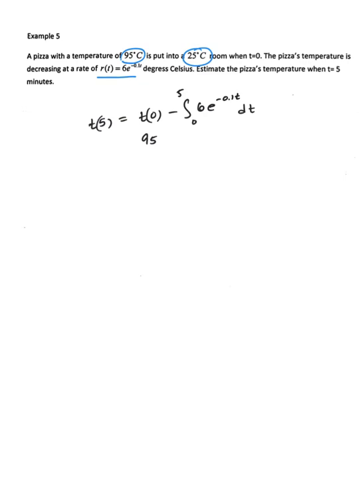Okay, so I got 95 minus the integral, and I'm using the TI-84 here, and I just did math 9, and it's easy to type this integral in. So I end up getting that the temperature at time 5 is 71.3918. So two answers would be acceptable, 71.391 or 71.392 degrees Celsius.